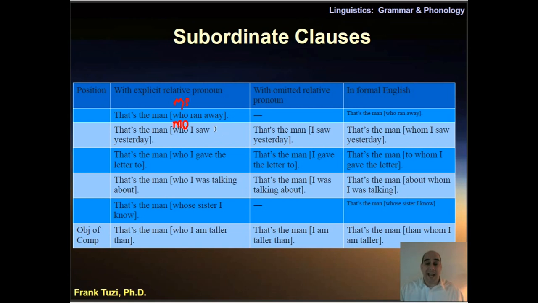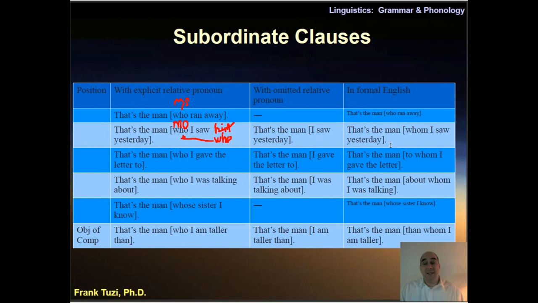So what we do here is we take him. We cross it out. We make it who, and then we send it front. Okay, so I saw him yesterday. I want to make it a clause, so I make that a who, and I put it up front. That's the man who I saw yesterday. Okay, without the relative, that's the man I saw yesterday. Same thing. We just removed the that, right, or the who in this case.